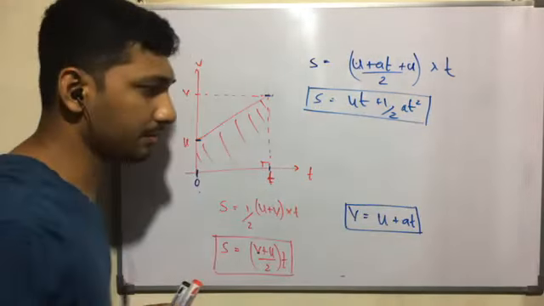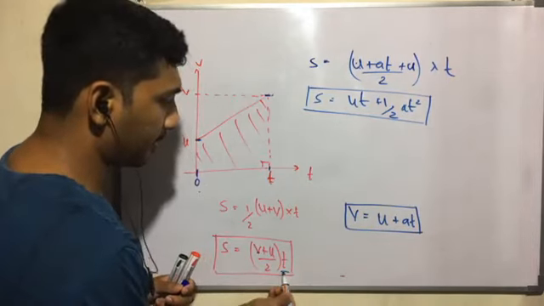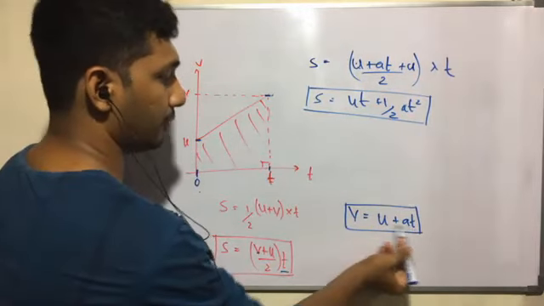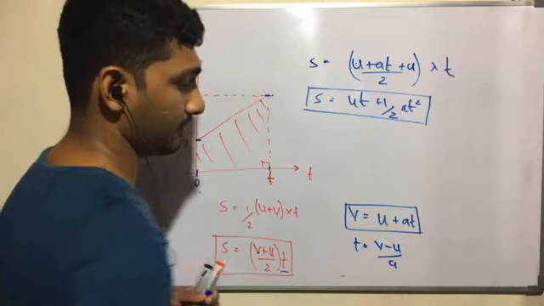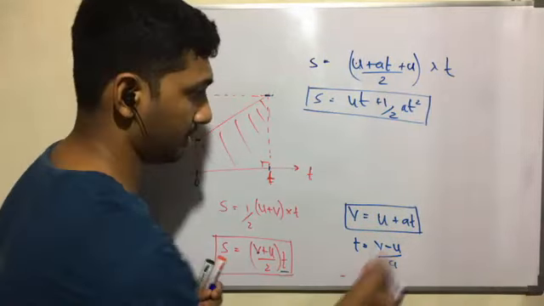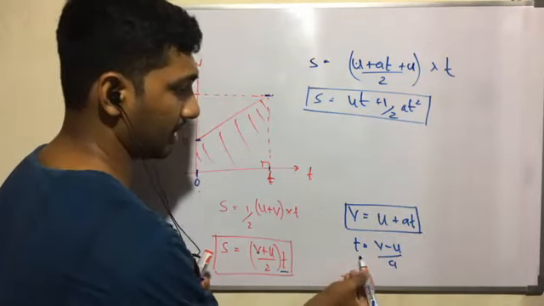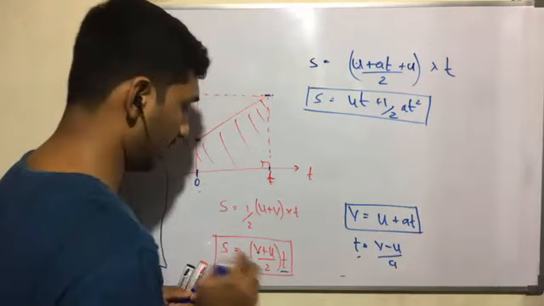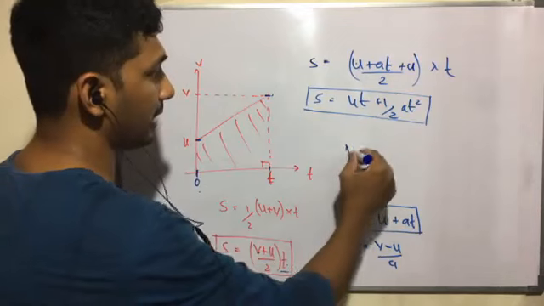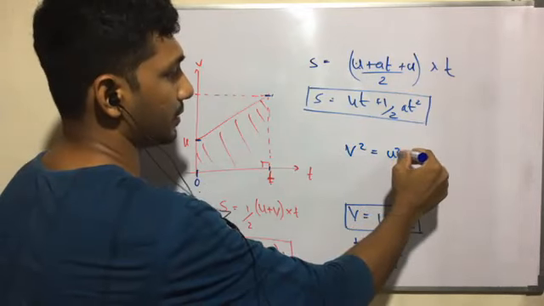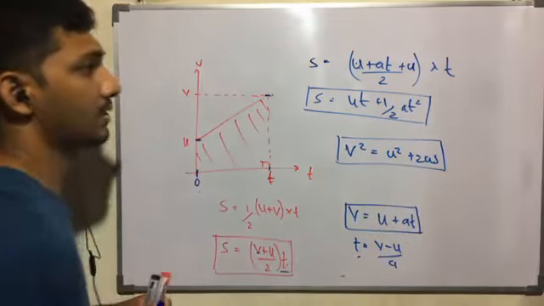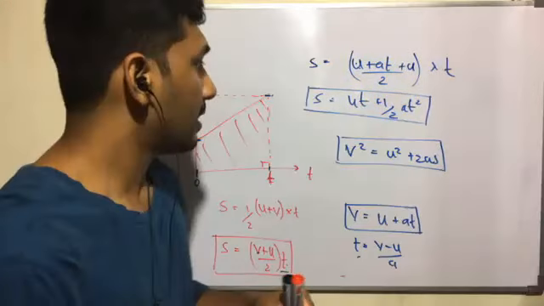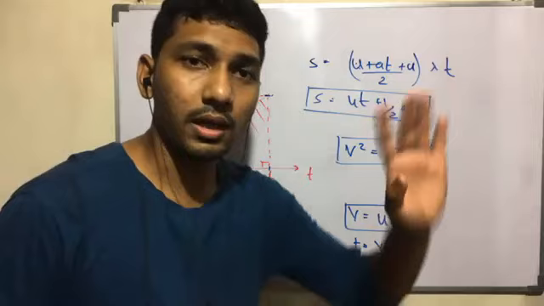Also, if you substitute for t, if you make t the subject, t is equal to v minus u over a. If you put that here, you will derive another equation, v squared is equal to u squared plus 2as. So that's the fourth equation. So you have totally 4 equations.